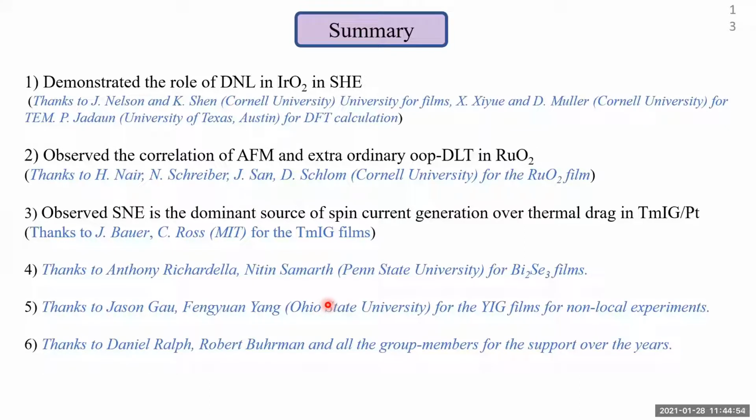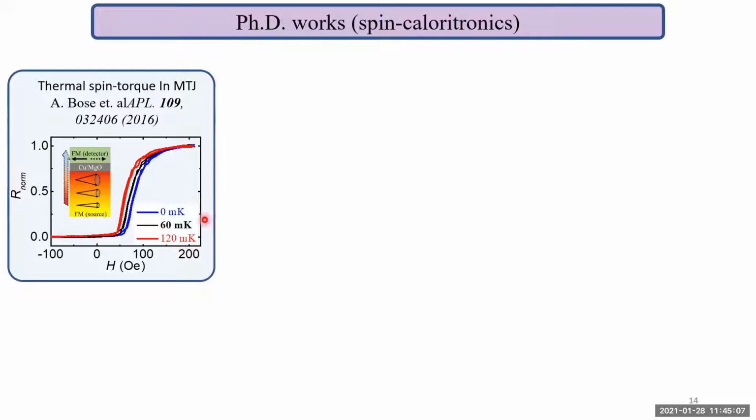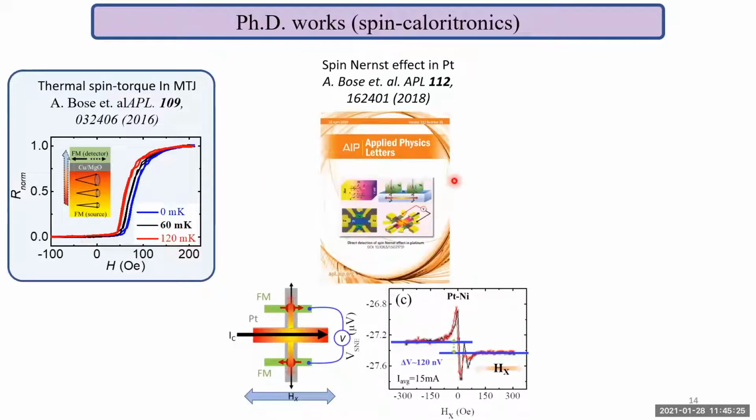So I'm about to finish. Just before I finish, I'd like to discuss a little bit about my PhD related works. There we have reported one of the first experimental evidence of thermal spin torque in magnetic tunnel junctions, where we see the shift in the hysteresis loop when we create a thermal gradient. After that, we also showed the spin Nernst effect by doing a different sort of experiment.